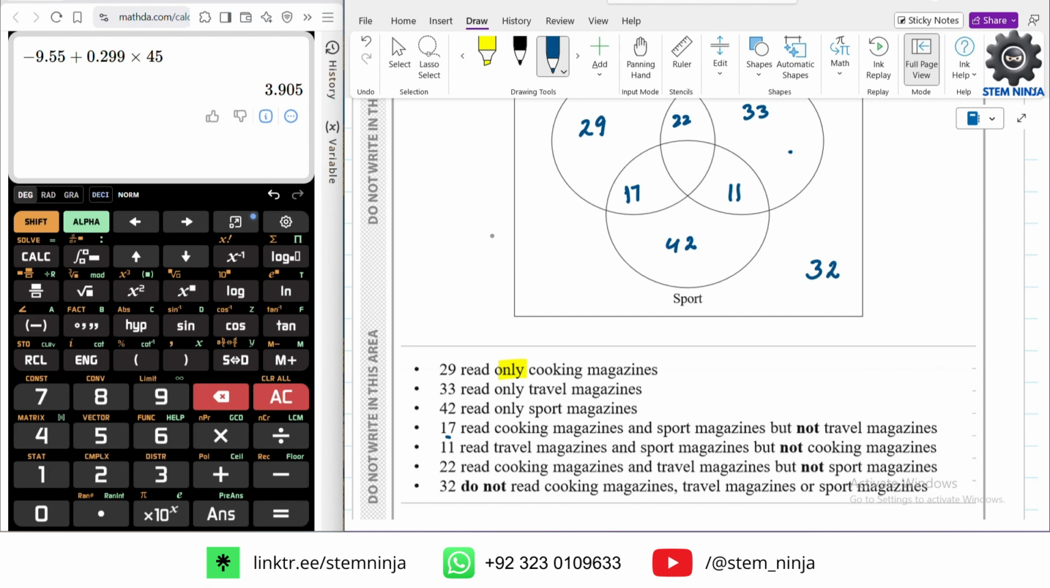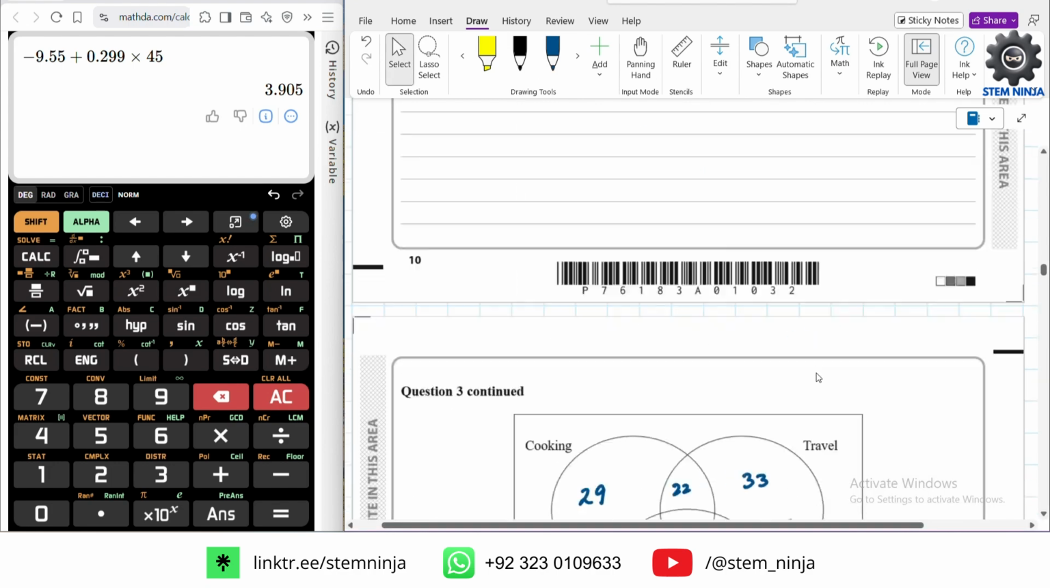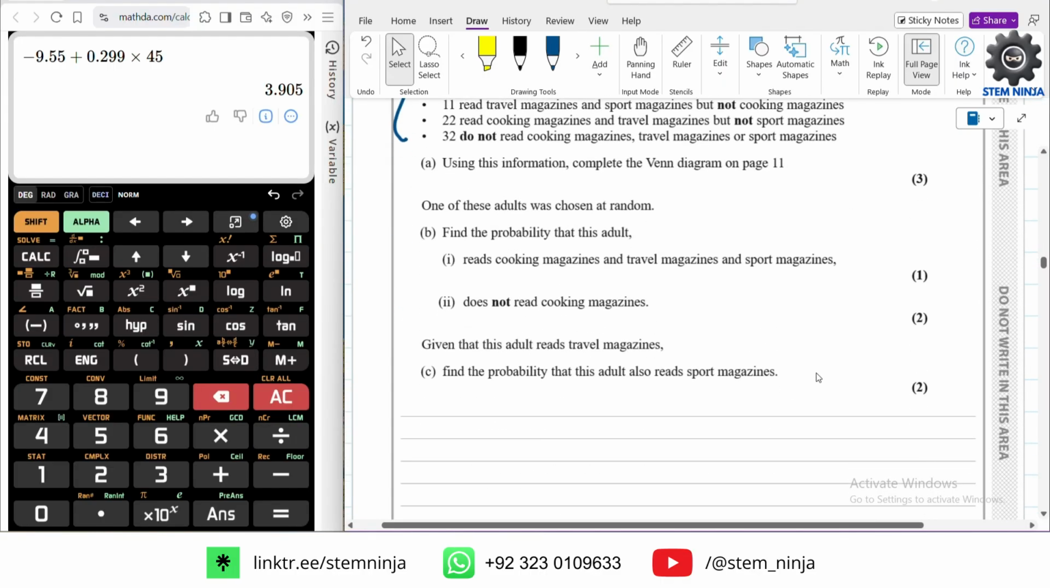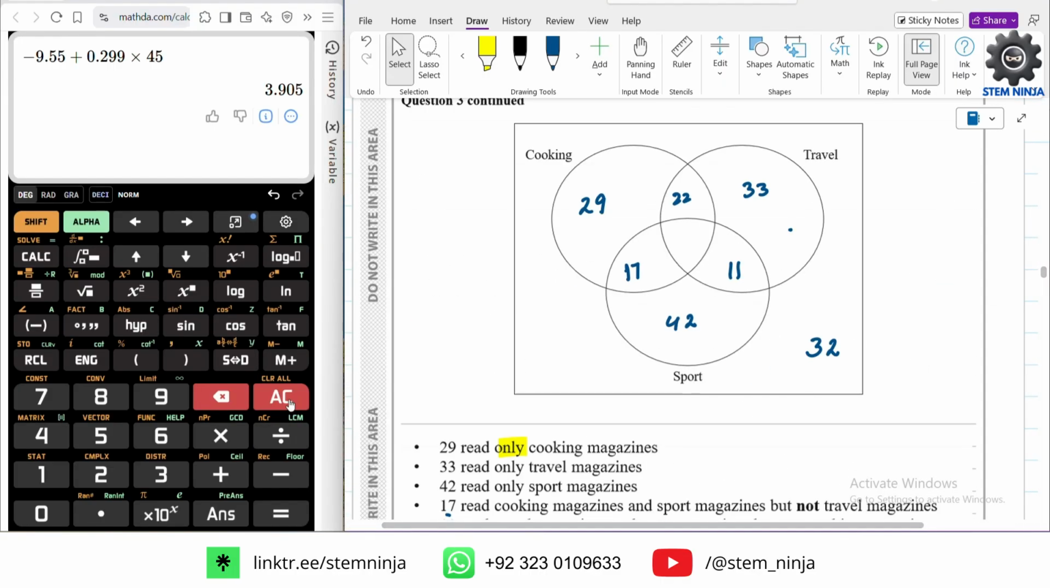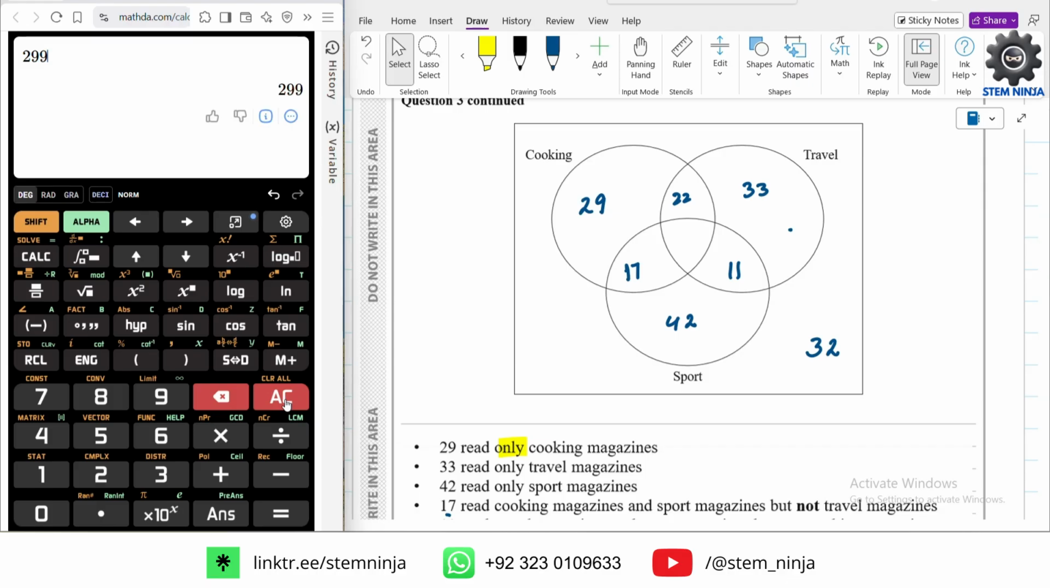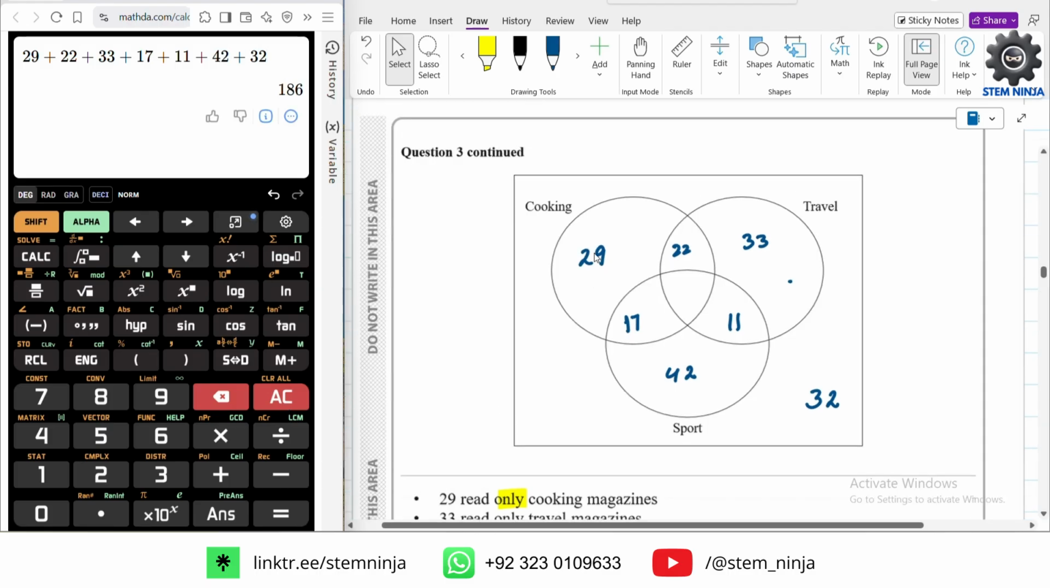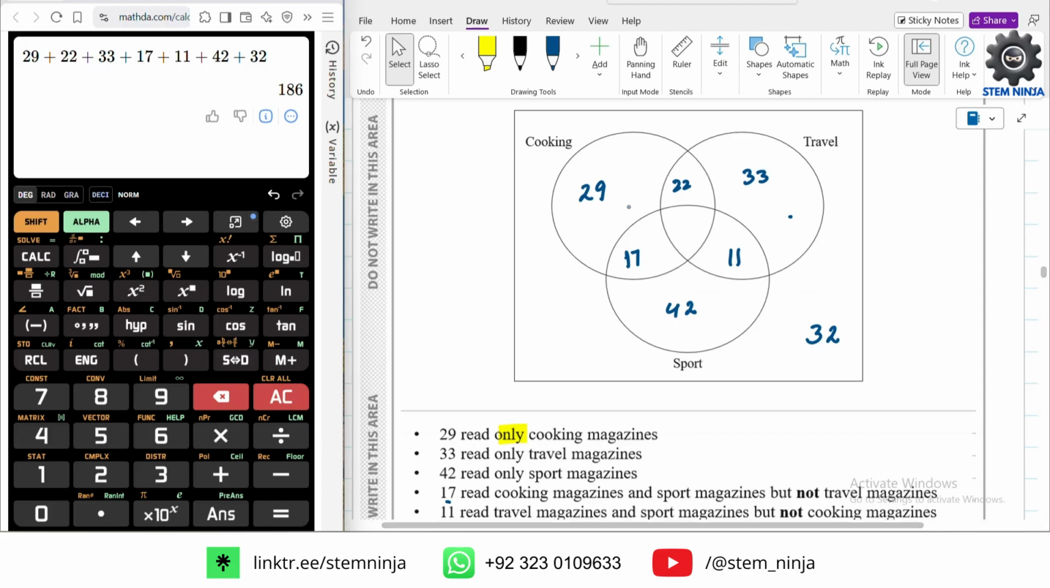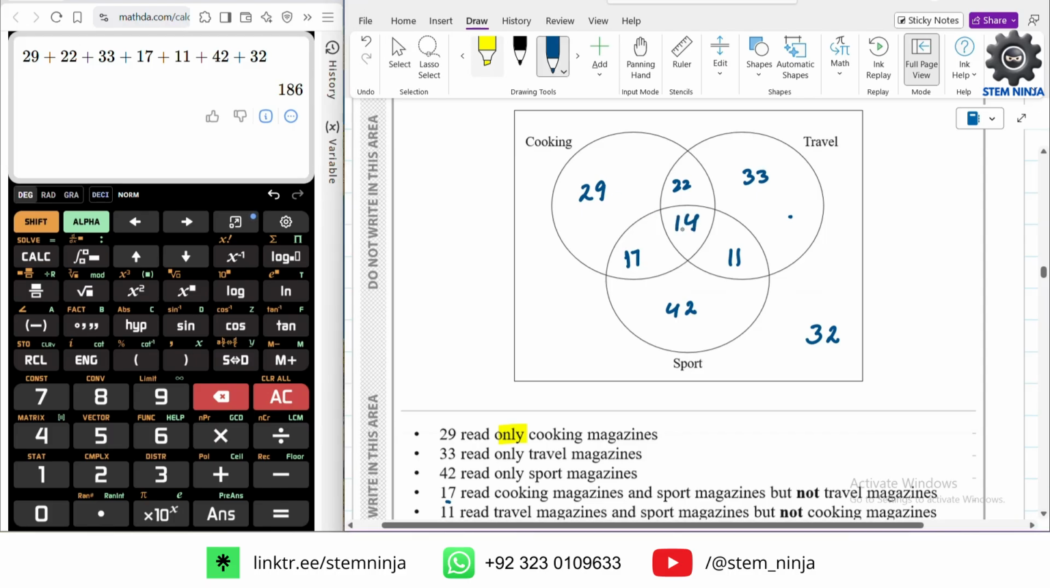Now there's only one thing left. The total number of people was 200, right? So we just need to subtract all of them. So 29 plus 22 plus 33 plus 17 plus 11 plus 42 plus 32 is 186. So 200 minus 186 is just 14. So there you go.